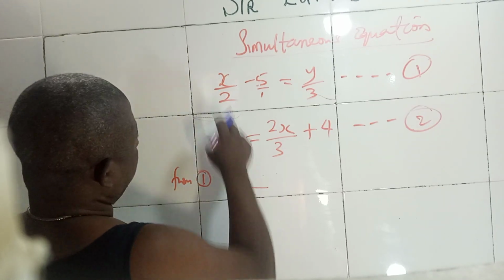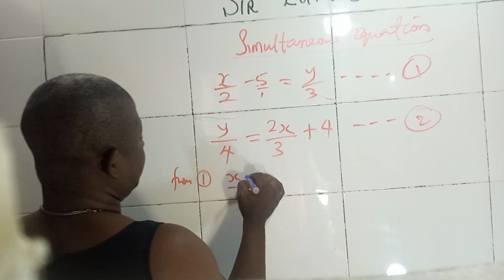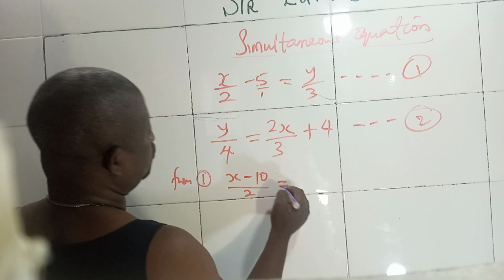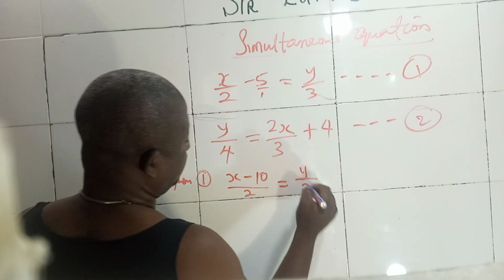2 goes in 2, that is 1. 1 times x, that's x. Minus 1 goes in 2. 2 times 5, that's 10. Is equal to y over 3. So you cross multiply.